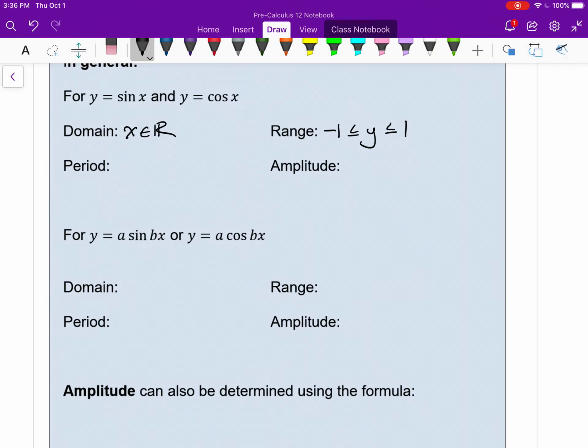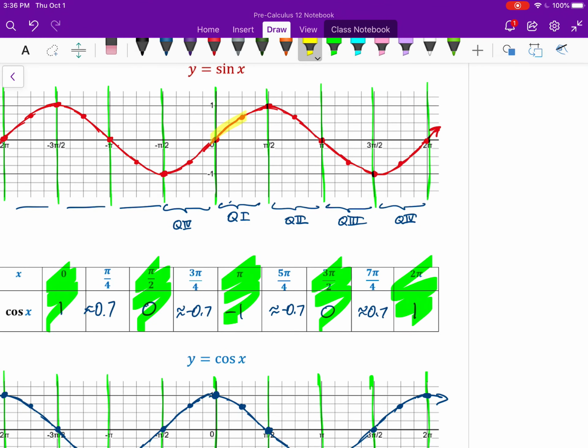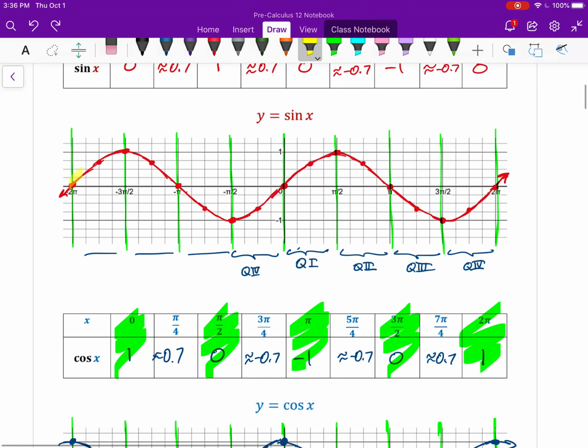Now, two new phrases perhaps are period and amplitude. You may have heard these before if working in physics, but period is a measure of how long a wave is until it repeats. And these both have the same period. Let's look at sine, for example. I'm going to highlight one full period. This is one full period. Or, I could say this is one full period.